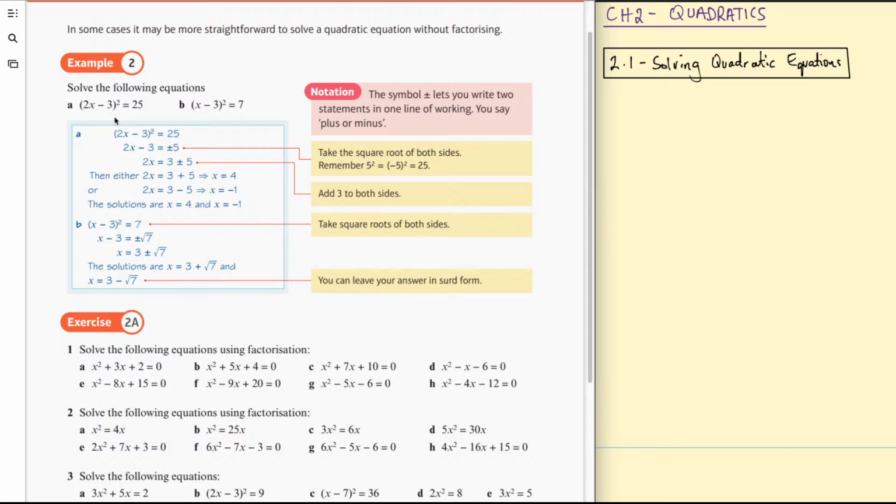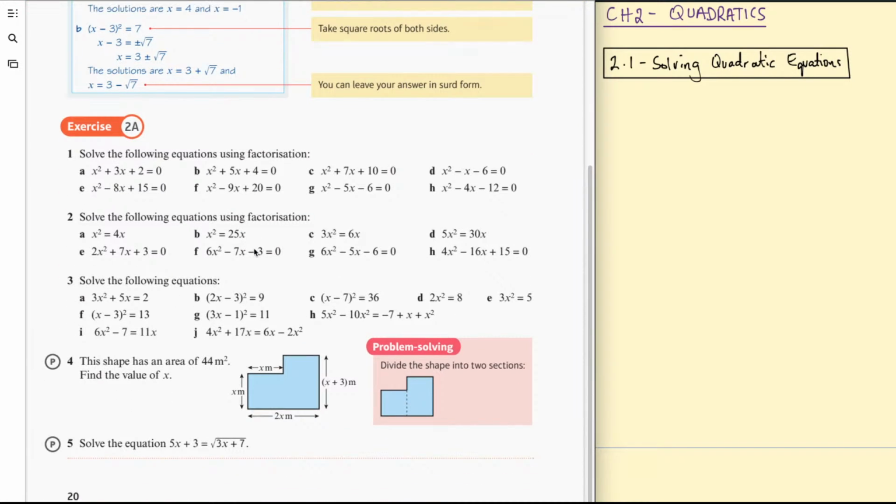Rather than expanding out and solving that way, we can take the square root of 25 and we get positive or negative 5. And then you can get your solutions that way rather than going through the whole business of expanding and factorising. Okay, let's get into some questions then.